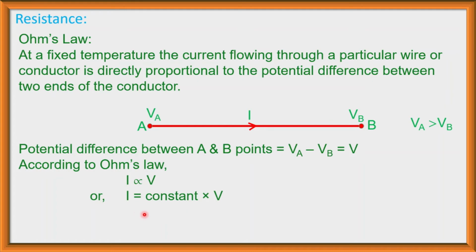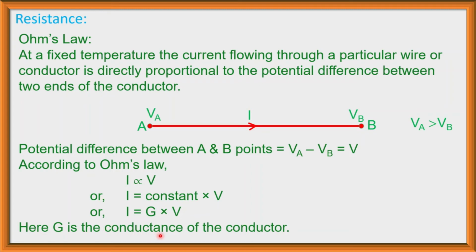And if we remove the proportional sign, we need a constant. I is equal to constant into V. This is the proportional constant. And consider this proportional constant is G. So I is equal to G into V. Here G is the proportional constant.